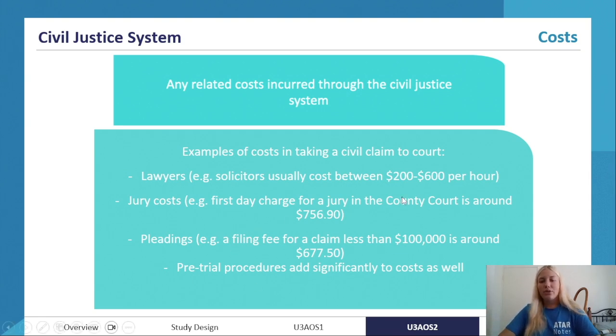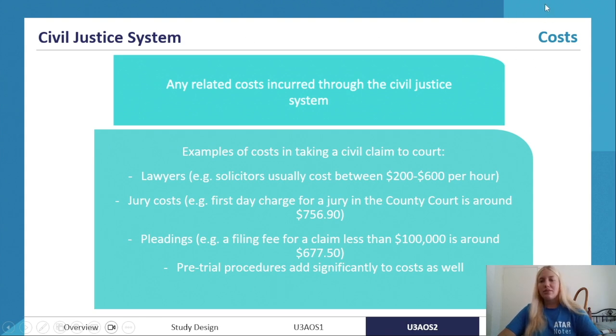So lawyer costs, 200 to 600 per hour, for example. Solicitors deal with documents, so their barristers are the ones that are lawyers in court, but people need solicitors as well to deal with legal documents. Jury costs: it's not an automatic right in the civil justice system, but basically one of the parties can decide that they want a jury, but then if they request it, they actually have to pay for it because it's not an automatic right.